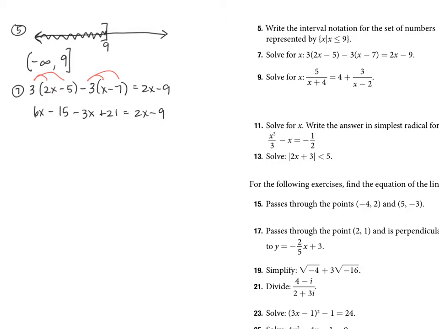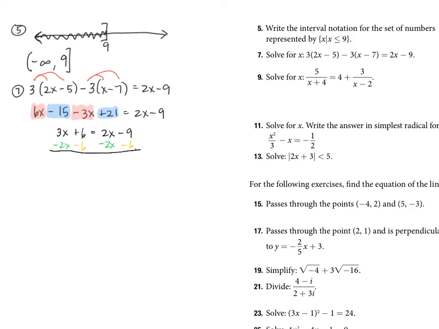And now we want to combine our like terms. So we have 6x and negative 3x, those will combine. And we have negative 15 and positive 21, so those will combine. So 6x minus 3x is 3x. Negative 15 plus 21 is plus 6. Bring down the stuff on the other side. Now we want to combine everything on the same side, so we need to move the x values. So minus 2x from both sides. That'll give us the x on the left. And we need to do the minus 6 on both sides to get the constants on the right.